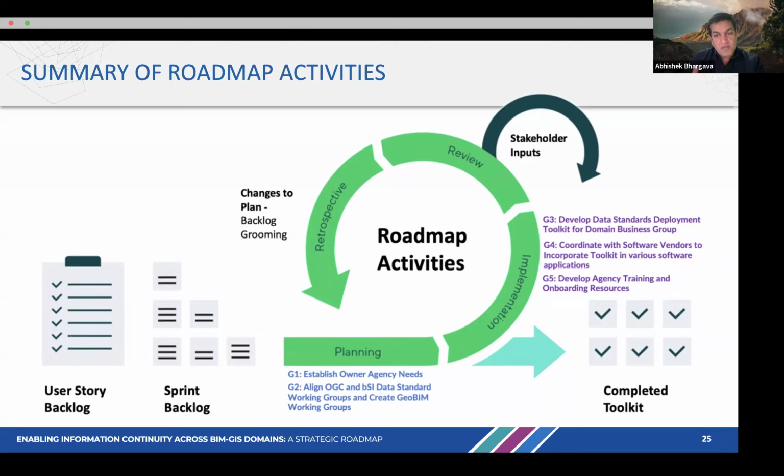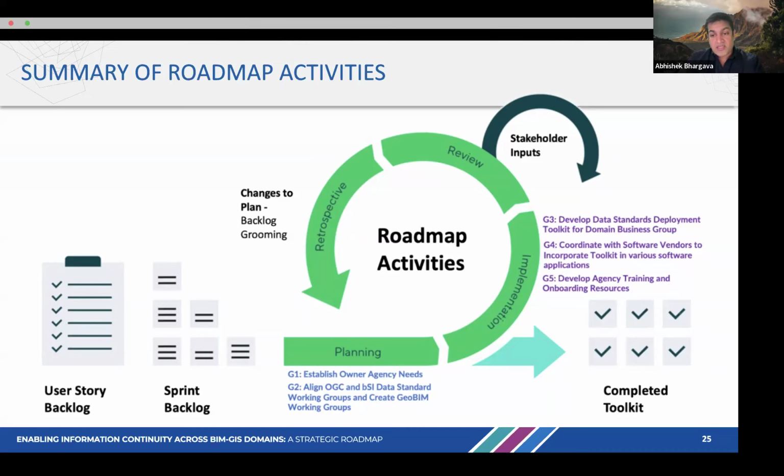And then we start the implementation phase, where we are developing the standards, the toolkits. We are coordinating with software vendors to see the support that can be built into the software that already exists for those standards. And then the subsequent training of the resources. In that process, we have to always engage those stakeholders, which are the contractors, the owner agencies, the software vendors, to ensure that we are getting feedback from them on a regular basis as we are executing those activities. And if there are changes to be made, then we do them during that sprint itself.